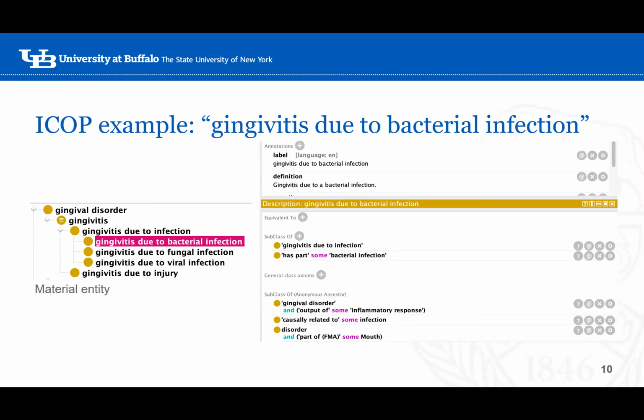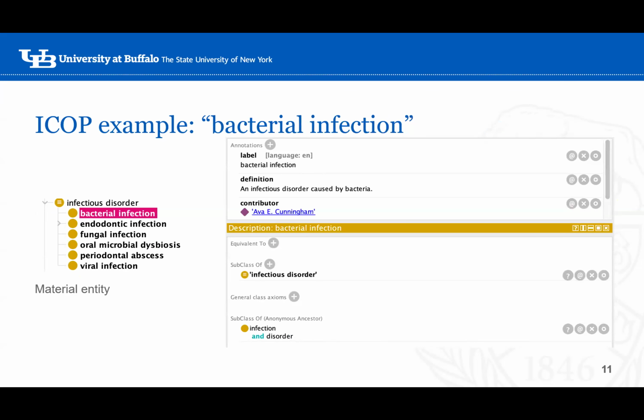So then we were able to make gingivitis due to bacterial infection a type of material entity. This is one of the contributing factors that we went through and defined ourselves. The definition was simply gingivitis due to a bacterial infection. Then we created a subclass as having part of some bacterial infection. This is our final step or tier in this term. And another material entity, we stopped here at bacterial infection, and that creates those three steps up to gingival pain due to bacterial infection.